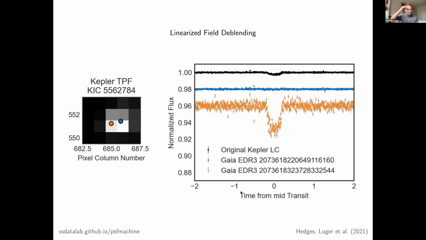There are a couple other tools that I mentioned in my talk too. One is linearized field deblending. This is a point spread function modeling technique that Christina Hedges developed. It is a linear model. You're learning what the PSF is from the full frame image, essentially. And so it's great when you have blended sources.